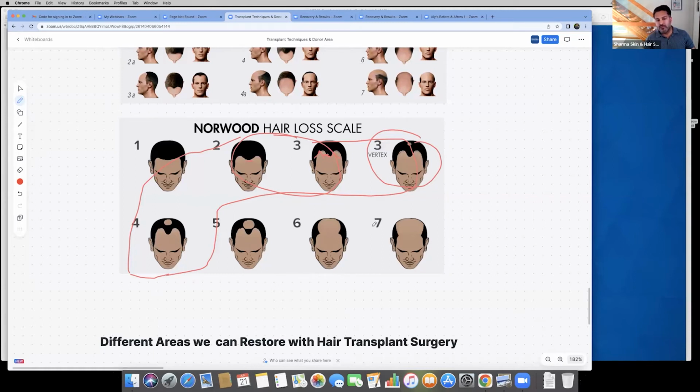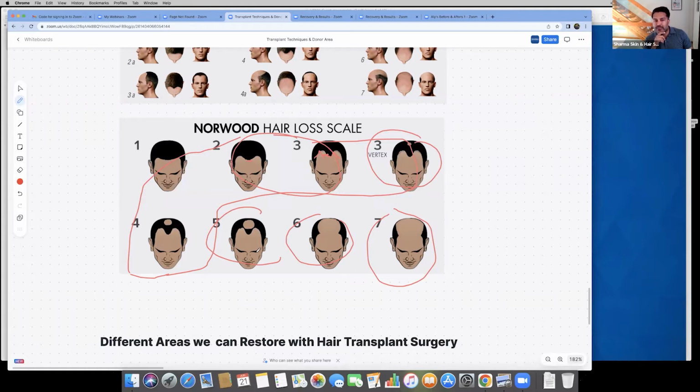Now, I want to make something very, very clear. It's very important to be realistic about where you are. And that's why I always tell patients, go into your GP and get a consultation first. Because if you are somewhere around stage 5, stage 6, stage 7, it's really, really important to make your hair loss stabilized first. Because the more hair that we can stabilize and you can grow back yourself, the less surgery you'll need.